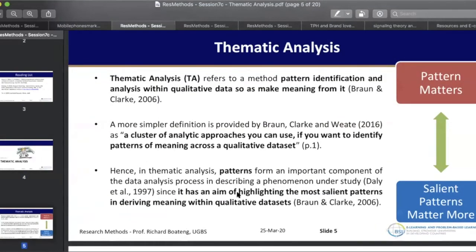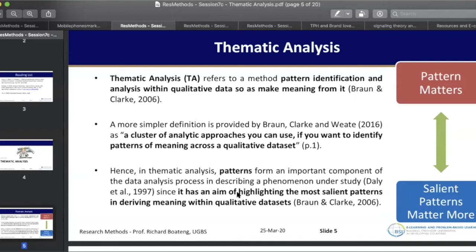So what is thematic analysis? Thematic analysis is a form of pattern identification and analysis. So you see where we are coming from, we are coming back to pattern, our brother pattern again. It's a form of pattern identification and analysis within qualitative data so as to make meaning from it. A definition given by Braun et al. says that it is a cluster of analytic approaches you can use if you want to identify patterns of meaning across qualitative data sets.